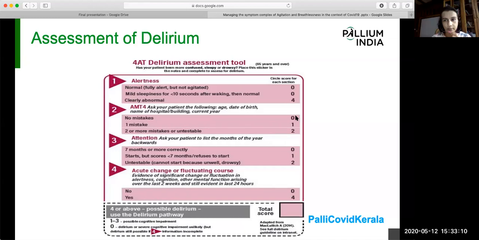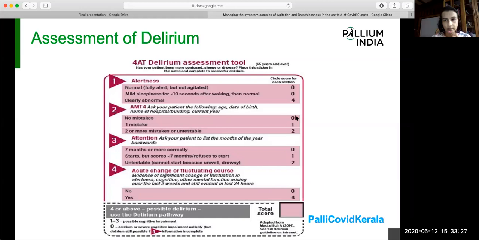There are 4 simple questions: age, date of birth, name of the hospital they are in, and the current year. If they answer without any mistake, they don't have any score, or they score 0. If there's 1 mistake, they score 1. And if there are 2 or more mistakes or they're untestable, they score 2.